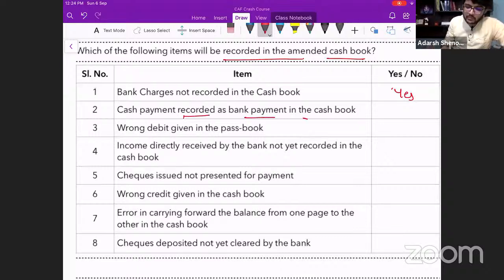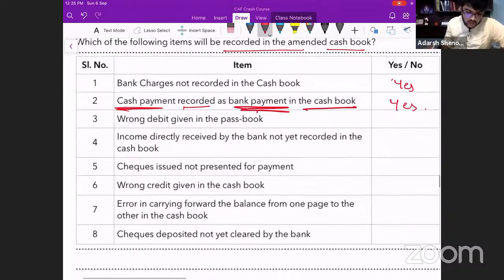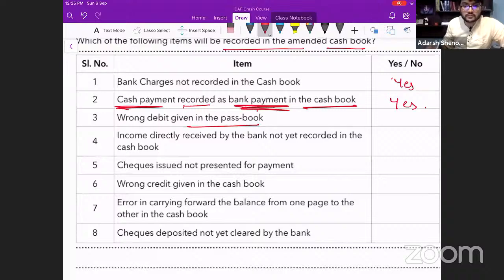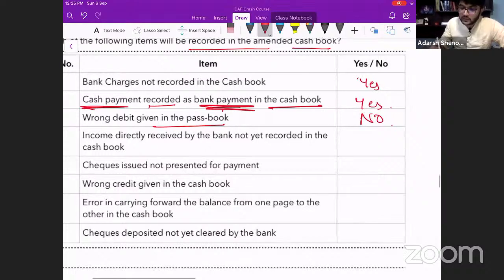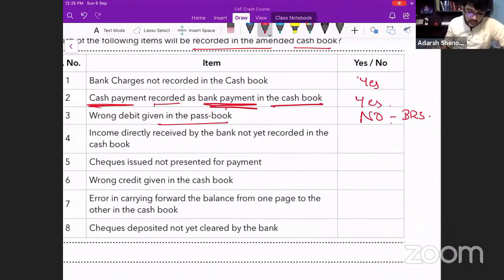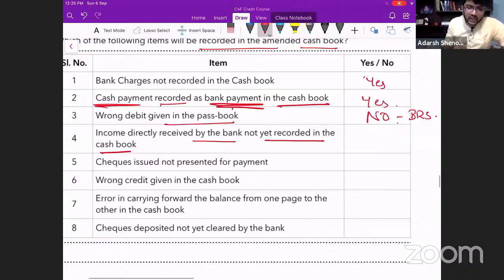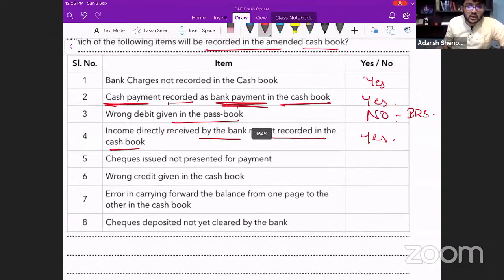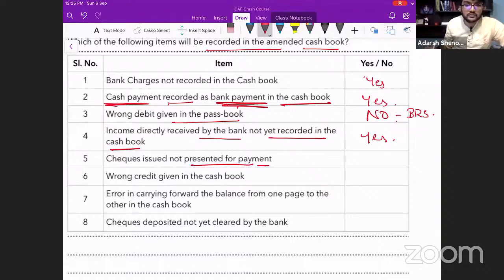Cash payment recorded as bank payment in the cash book. You're paying something in cash, but you have recorded it as a bank payment. Will this come in the amended cash book? Yes, it's an error in the cash book, right? You made a mistake in the cash book, so it will come. Wrong debit given in the passbook. No, it's a mistake in the passbook. It will appear in the BRS. Income directly received by the bank, not yet recorded in the cash book. Yes, it will appear. Checks issued not presented for payment. No, this will come in the BRS.